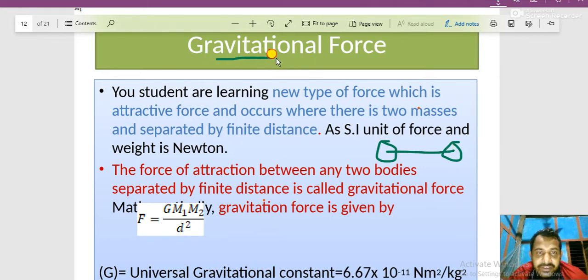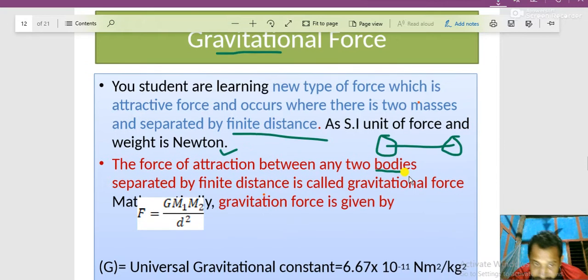The simple definition is: the force of attraction between two masses separated by a finite distance is called gravitation force. The SI unit of force is the newton. That is a simple thing. You can write: the force of attraction between any two bodies separated by a finite distance is called gravitation force. Don't write particle here. Particles generally refer to small objects, so it's not better to write particle. The answer is right, but don't use particle. You can use bodies or objects, whatever you like.